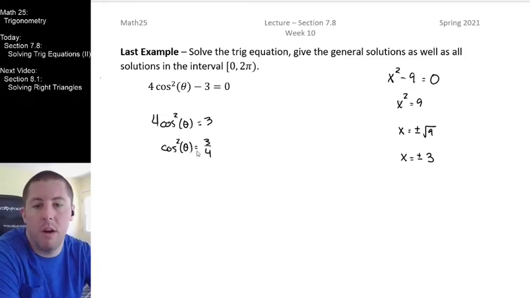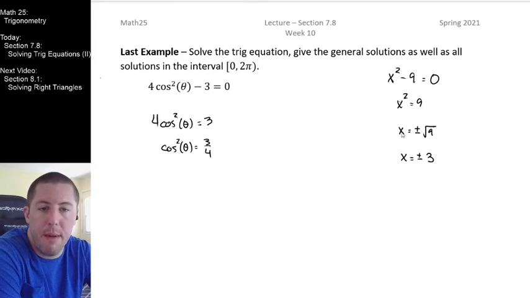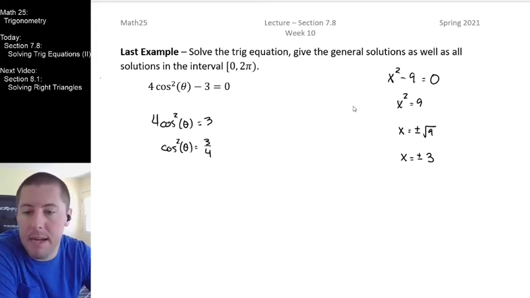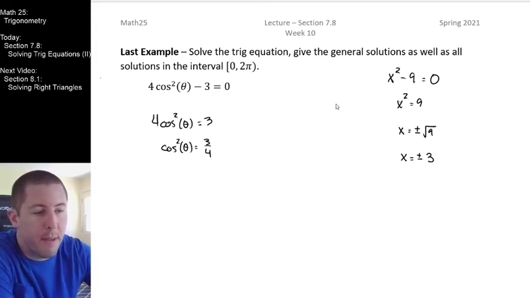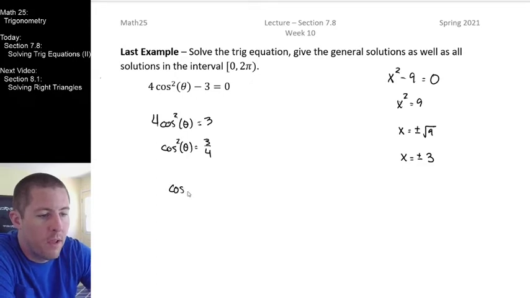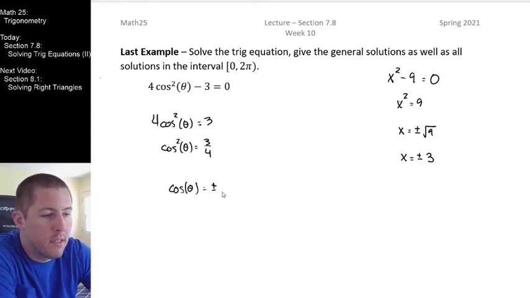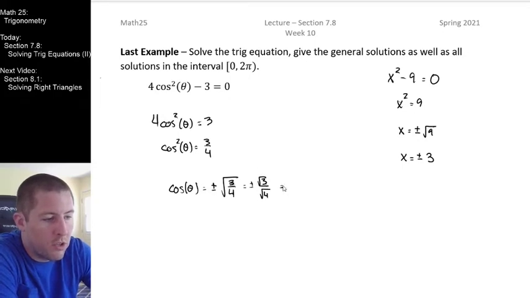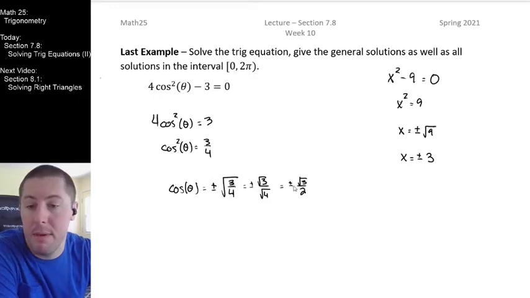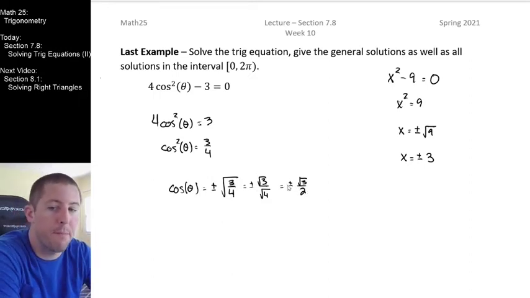Now I'd like to take a square root, but I know, because I learned my lesson over here, that anytime I take a square root, I need to introduce a plus or minus to go along with that. So it seems like the cosine of theta could have been plus or minus the square root of 3/4. And by the way, that's plus or minus the square root of 3 over the square root of 4, which should be plus or minus root 3 over 2. Back to being numbers that we're comfortable with, right?